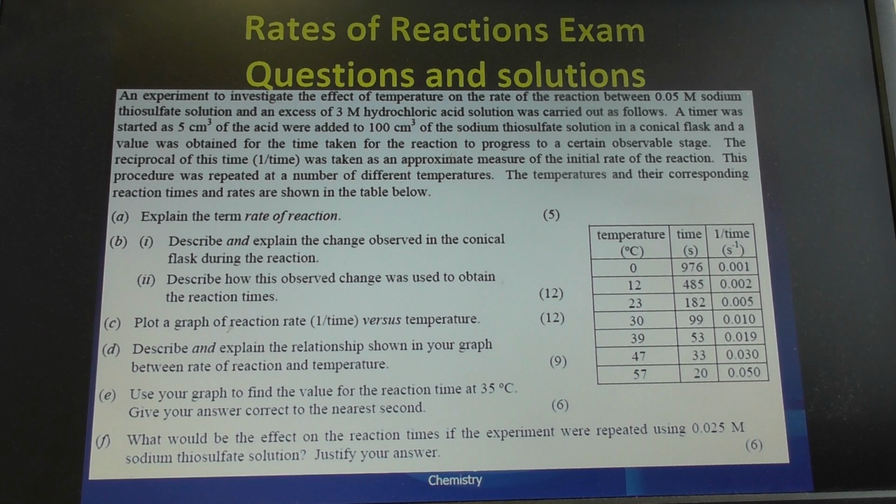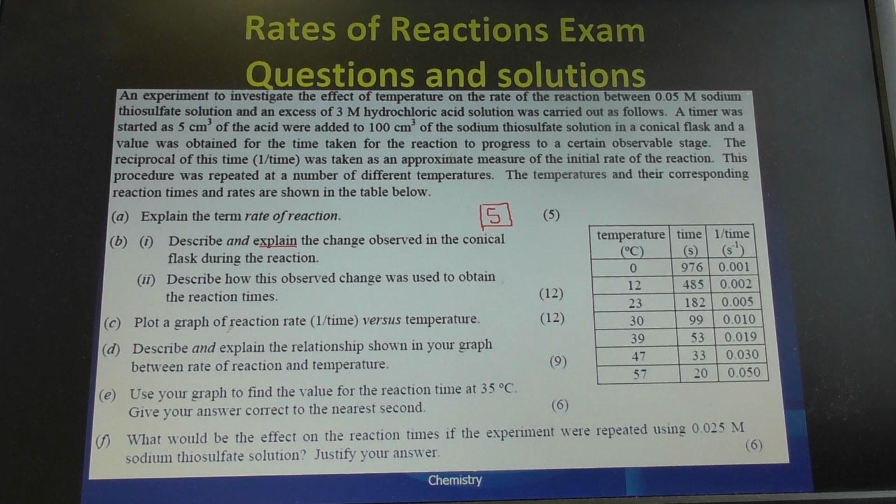Describe and explain the change observed in the conical flask during this reaction. This is HCl added to thiosulfate. So essentially what will happen is you will have the production of sulfur. So it will become cloudy as sulfur is produced during this reaction. That's essentially what will happen. And then describe how the observed change was used. You need to say that the solution becomes cloudy, and it's because of the presence of sulfur.